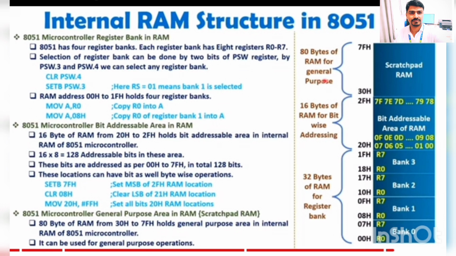The conclusion is that microcontroller 8051 has 128 bytes of internal RAM. In that, there are 32 bytes of register banks, 16 bytes of bit addressable area, and 80 bytes of general purpose RAM, making a total of 128 bytes.